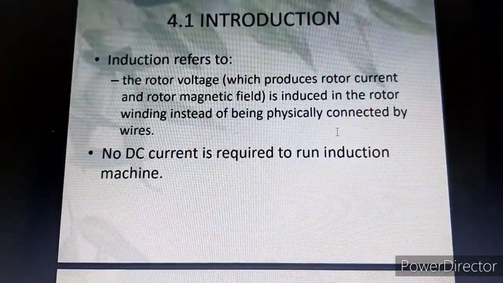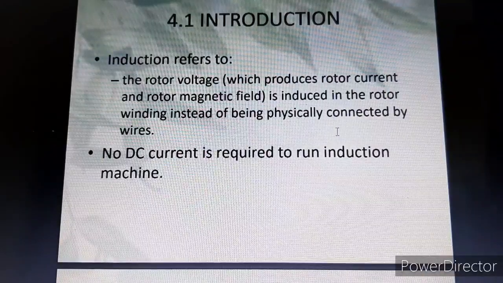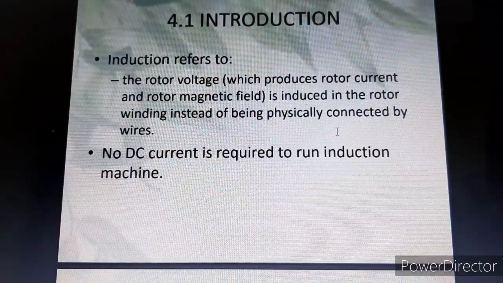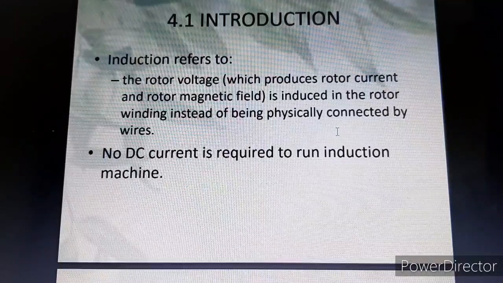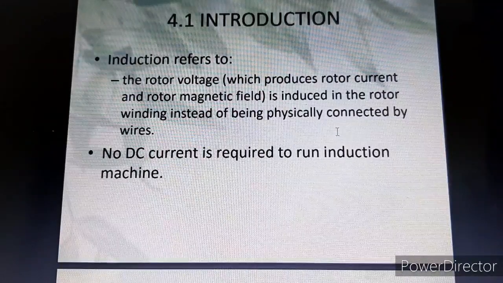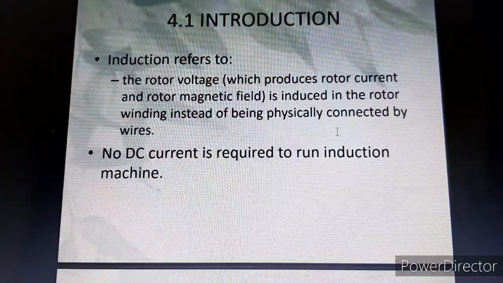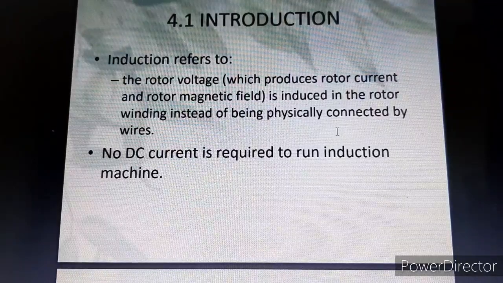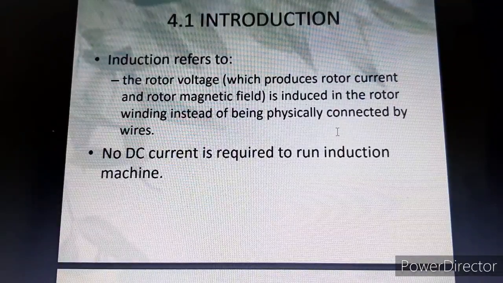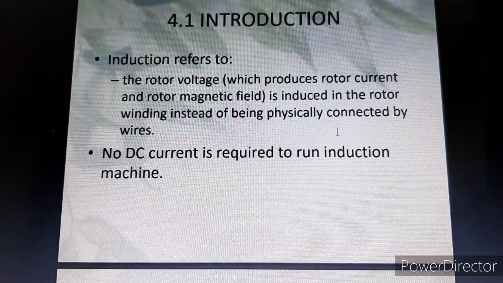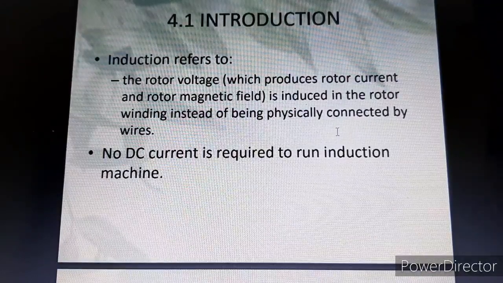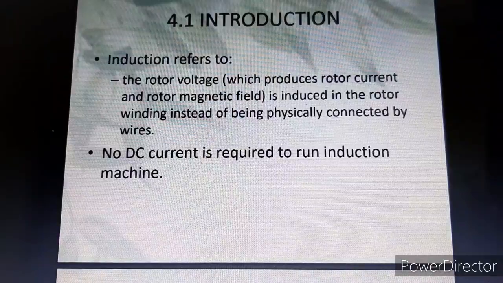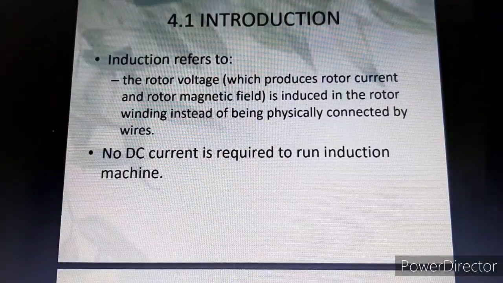So first of all, why the word induction? Why is it called induction motor? It is because the rotor voltage, which later produces rotor current and rotor magnetic field, is induced in the rotor winding, and it's not being physically connected by any wire. In other words, there is no DC current required to run an induction machine, unlike a synchronous machine where we need DC current for the purpose of voltage induction.